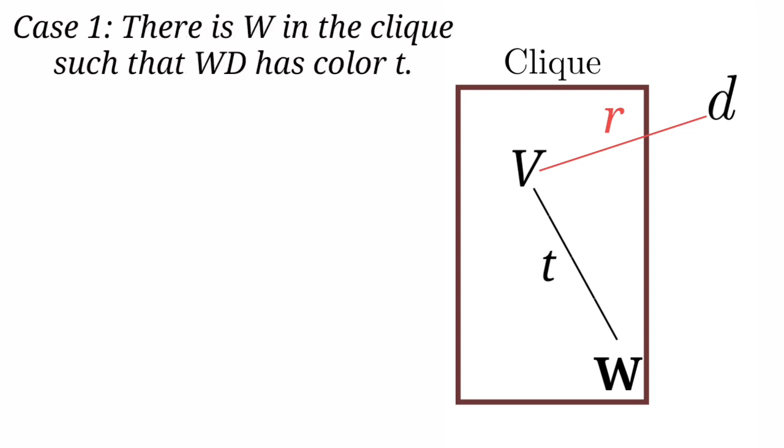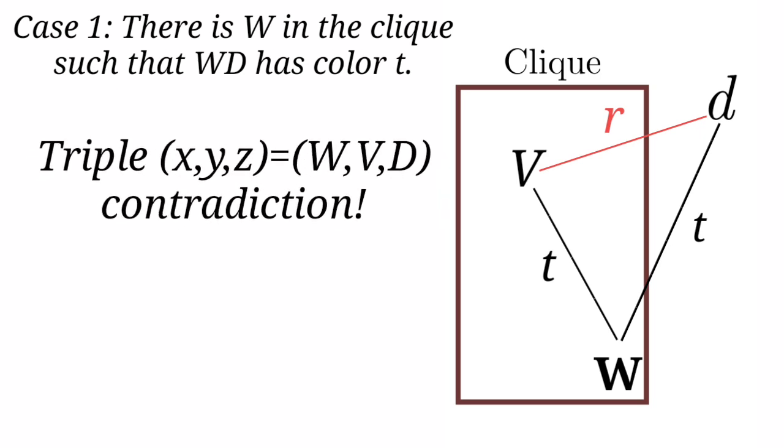The first case is when we have an element, call it W, of the clique that connected to D has color T. Notice that the triple W, V, and D would do the work, because we would have three elements of S which have two of them having the same GCD. That is, the GCD of W and D equals the GCD of W and V, as W and V are on the clique, and their GCD equals T. But this GCD is different from the GCD of D and V, which is R. So we have a contradiction because we supposed that there are no triples of this form.